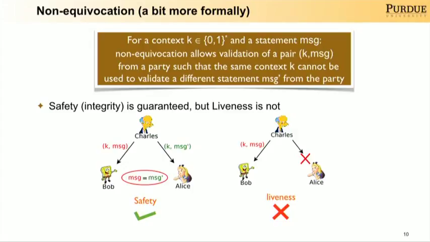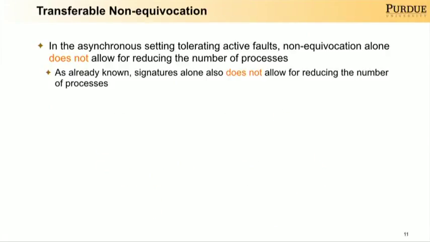Now what we observe is that, because of these particular things, what was assumed in the literature, that using non-equivocation we can get the replication factor down, is actually wrong. What we are able to prove is that in the asynchronous setting, tolerating active faults, non-equivocation alone does not allow reducing the number of replicas or processes that are required. We already know a similar thing for signatures: in the signature scenario, signatures by themselves in the asynchronous case are not sufficient.